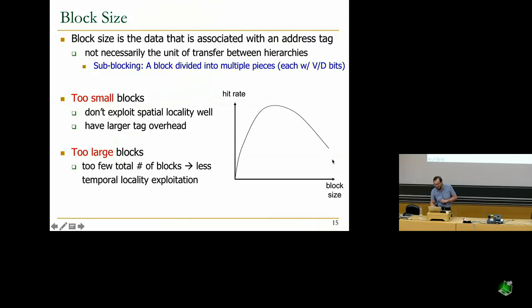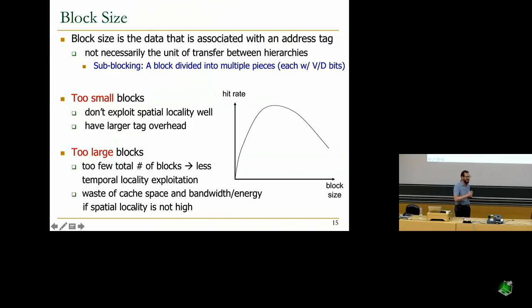And if you keep increasing the block size, keeping the total data store size constant, then you lose hit rate because you're not caching enough blocks in your cache. Okay, and too large blocks also waste cache space and bandwidth and energy if spatial locality is not high. Basically, large blocks are good for spatial locality exploitation. But if you don't have that, you're really wasting all of that cache space and energy and bandwidth to bring the data into the cache.